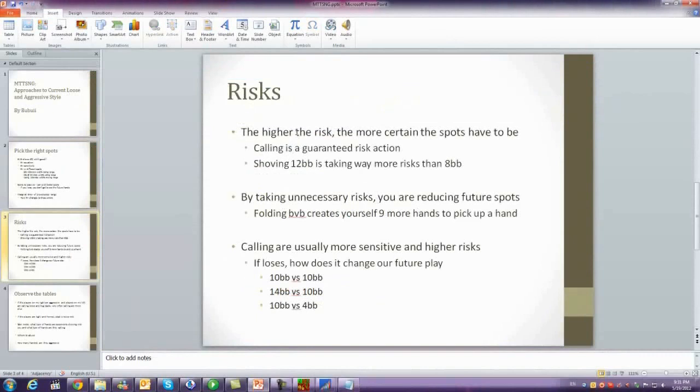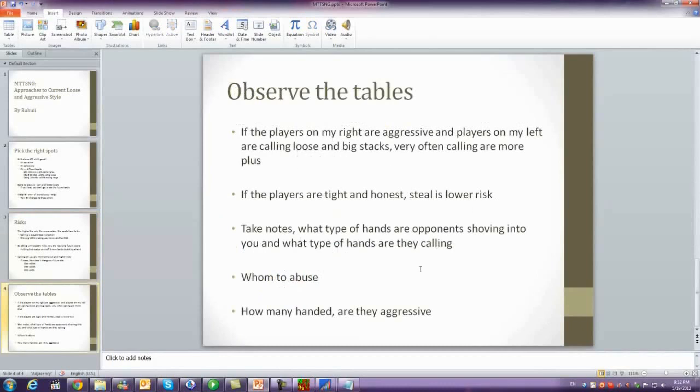And again, always keep in mind the risks we are taking, especially the third point, that calling is usually more sensitive, and we have to take into account what will happen when we lose, and how much it will decrease our future equity. And third is overall how I decide my shoving range shift or calling range shift by the whole table. So, and that's it.